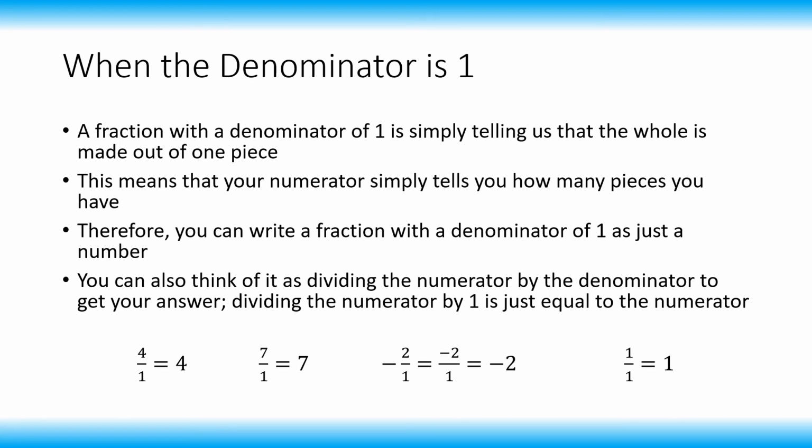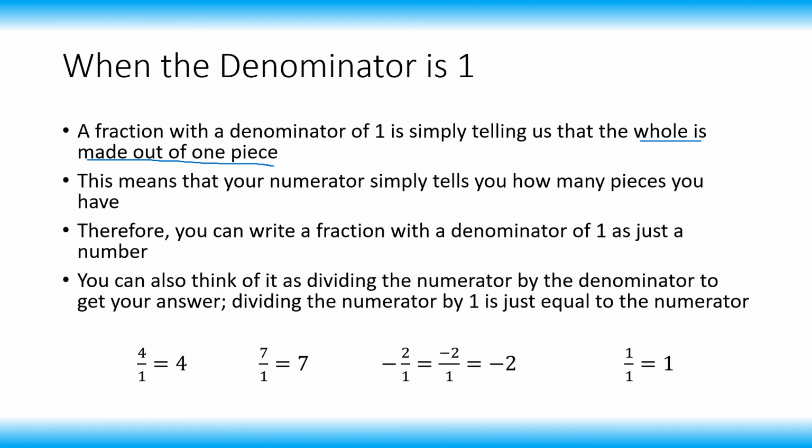Now, I touched on this a little bit before, but we get a little bit of a special case when the denominator of the fraction is 1. So a fraction with a denominator of 1 is basically telling us that the whole is made out of one piece. So the entire pizza has not been cut. The entire pizza is just a circle with all the toppings, and it's not cut into any number of slices. So the entire pizza is just 1, and the denominator is 1.